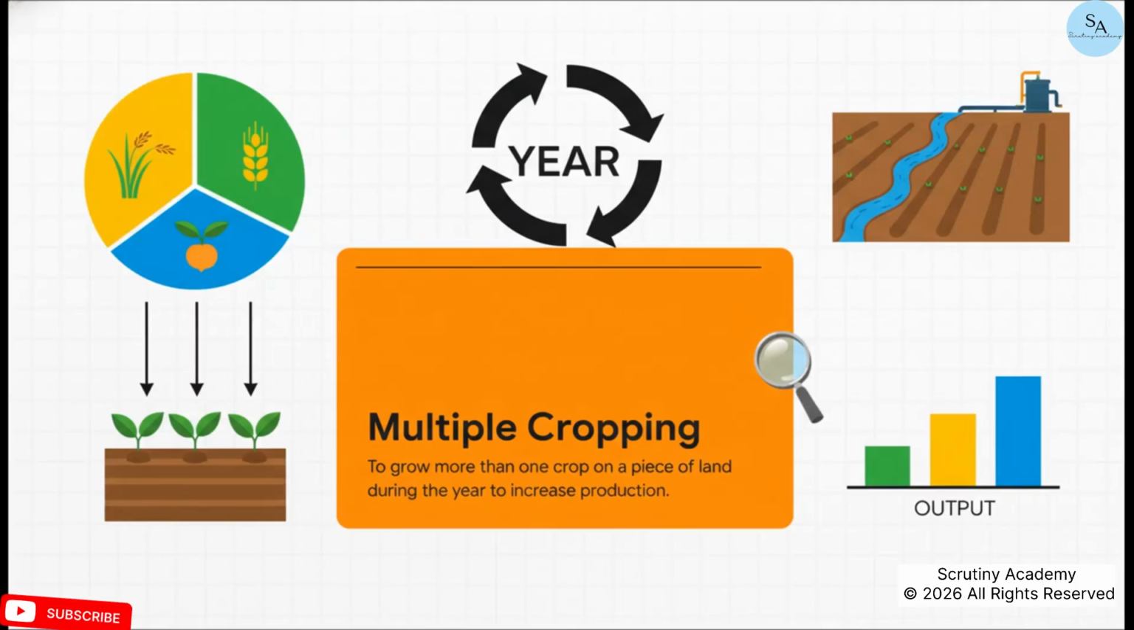And the answer to that question is a term you absolutely need to know: multiple cropping. It sounds complicated, but it's super simple. It just means growing more than one crop on that same piece of land within a single year. The folks in Rampur are masters at this. They can grow 3 different crops a year, all because they have fantastic irrigation. That's the secret sauce to getting the most out of their limited land.